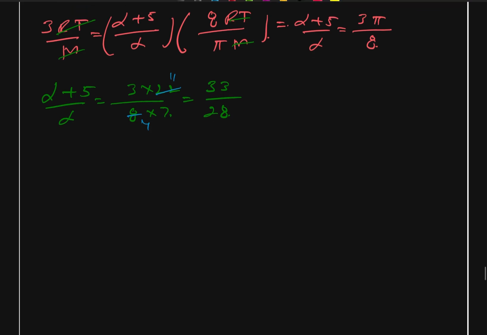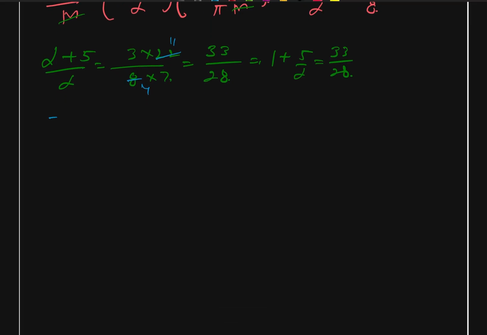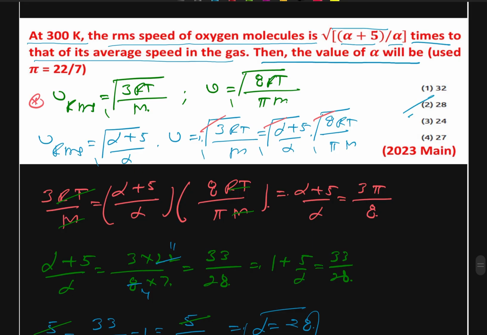And now it is easy to solve. We can just manipulate it. We can write this as 1 plus 5 upon alpha is equal to 33 upon 28. So we get 5 upon alpha is equal to 33 upon 28 minus 1, which gives us 5 upon 28, and this 5 and 5 cancels out. Therefore we get alpha is equal to 28. So we get option number 2 is correct.